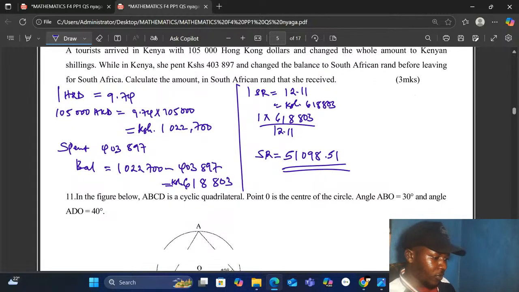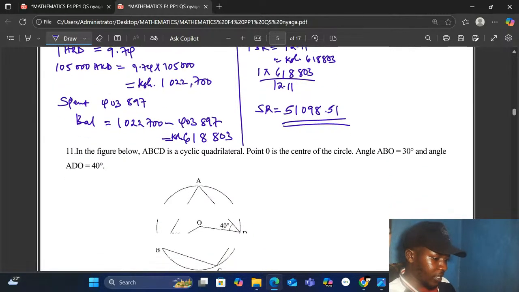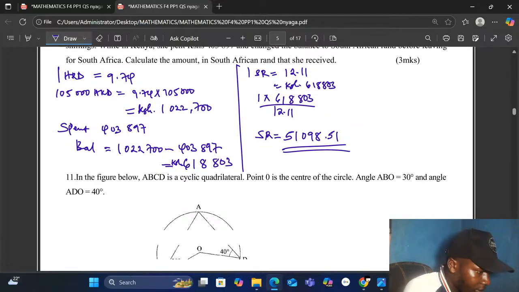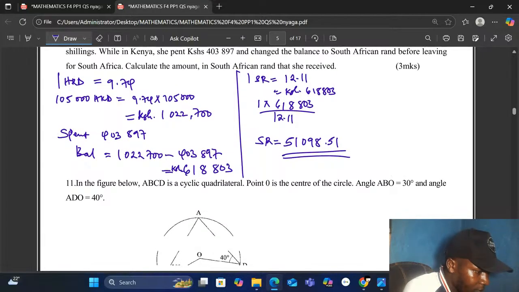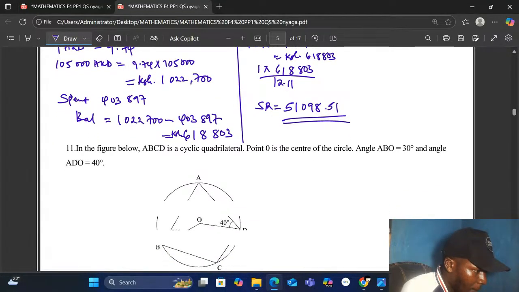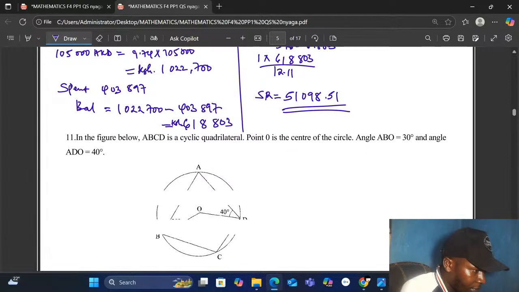Now we move to question 11, but before that, I'd like to acknowledge the following. So we have Winnie saying this is paper 2. We are dealing with, this is paper 1. We are having a look at this paper 1 Nyaga. Paper 1.